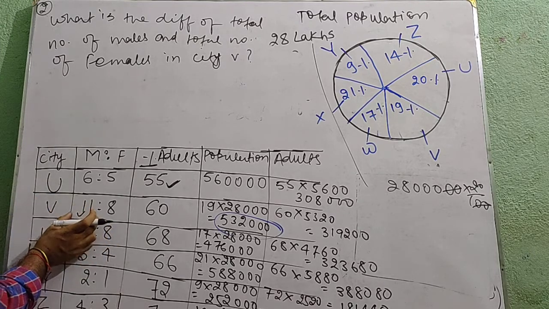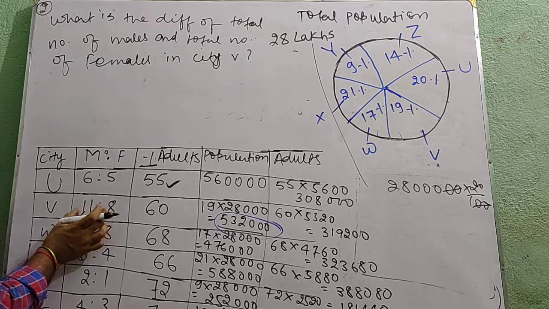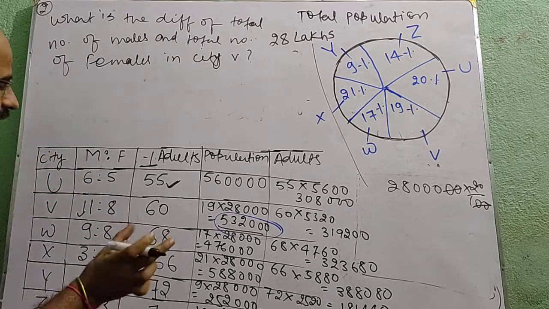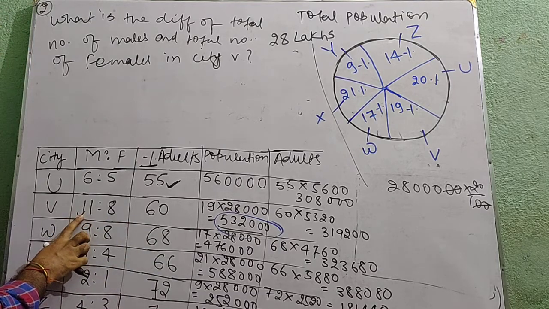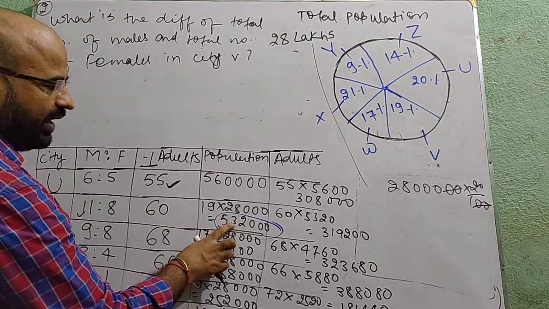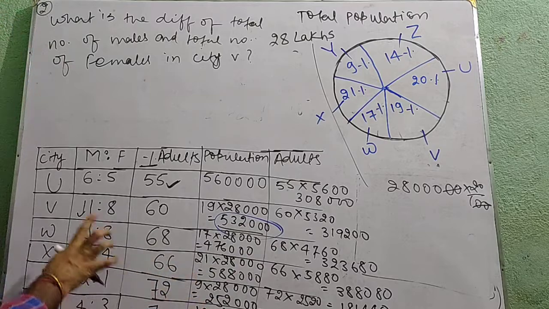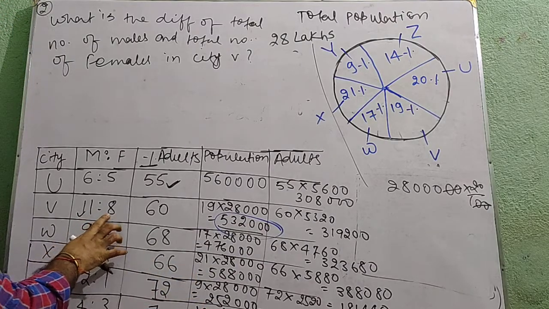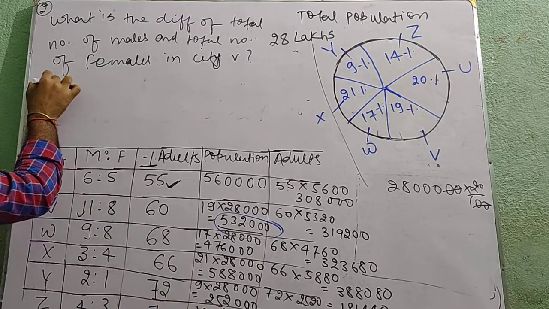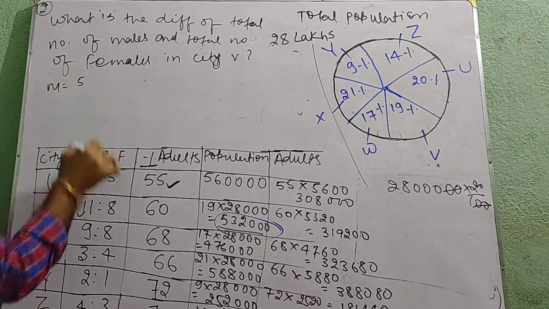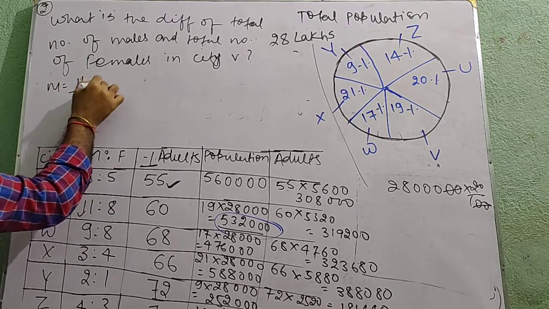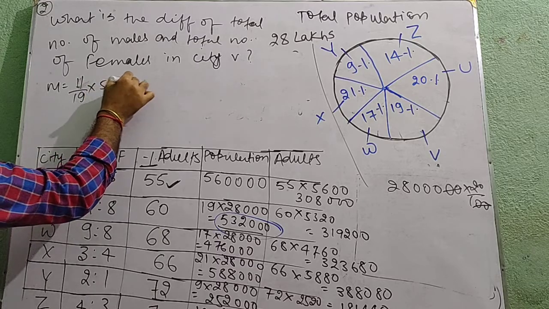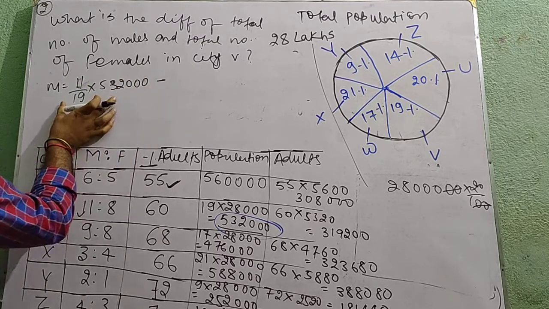That is, the male part is 11 by 19, because the total is 11 plus 8, which is 19. The male part is 11 by 19 into 532,000, and the female part is 8 by 19 into 532,000. This is the male part.